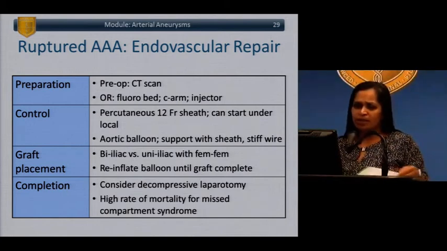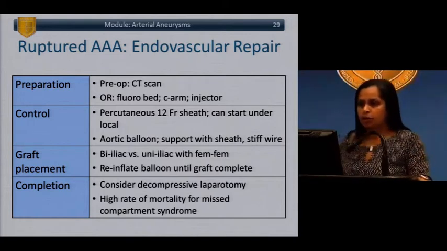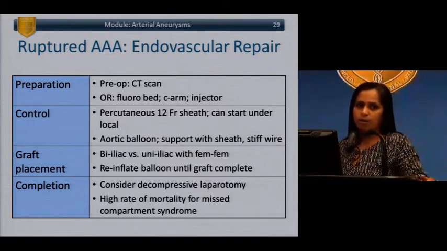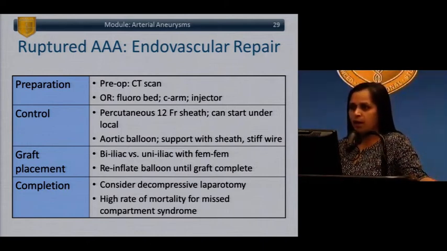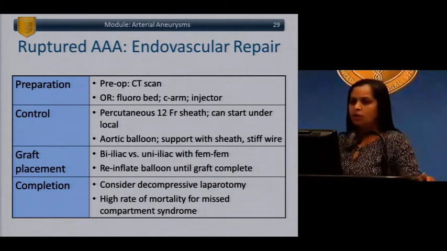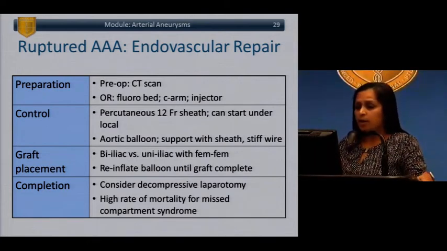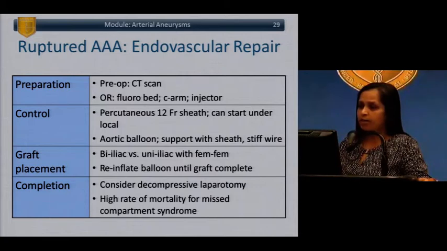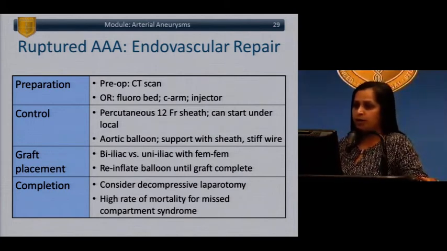And then you basically need an OR system that allows you to do this, so that the nurses and the people in your operating room know what equipment they need and how to get this done. Basically, you can start your procedure under local if the patient is moderately stable. You can do your groin cut downs, which we tend to do. They talk about a percutaneous sheath, which is a possibility, but I usually tend to do a quick cut down because it doesn't take that long to get to the femoral arteries.